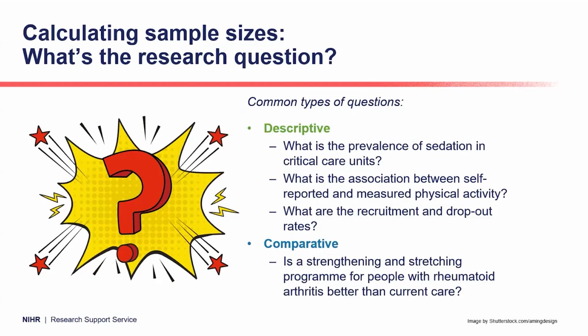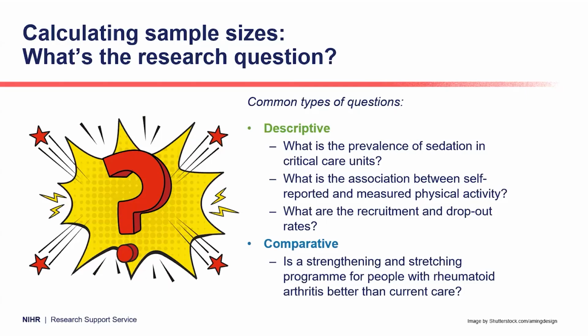A descriptive question aims to describe a certain parameter of interest rather than compare groups. For example, what's the prevalence of sedation in critical care units? What is the association between self-reported and measured physical activity? What are the recruitment and dropout rates? As we saw, this is extremely useful before running a full trial, and it's often called a feasibility study.